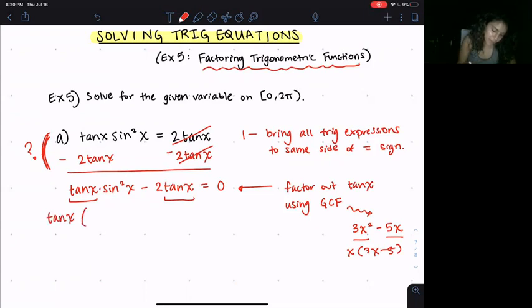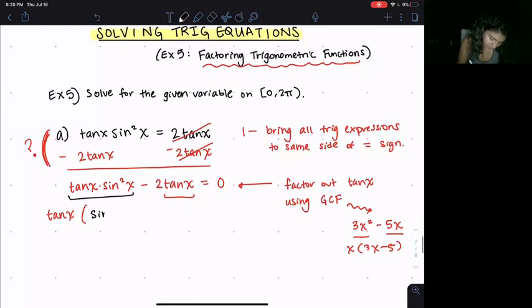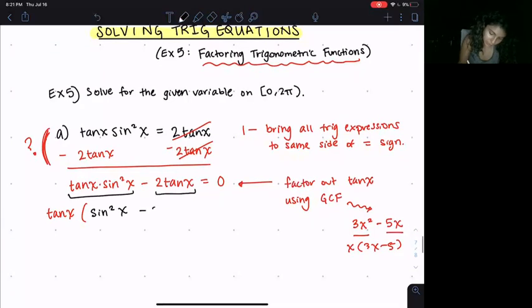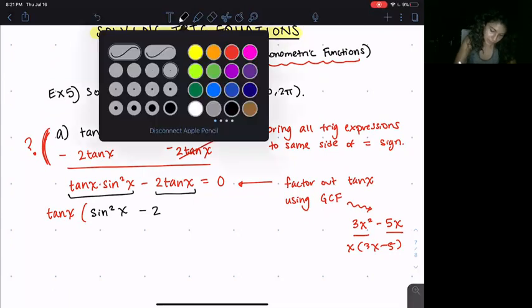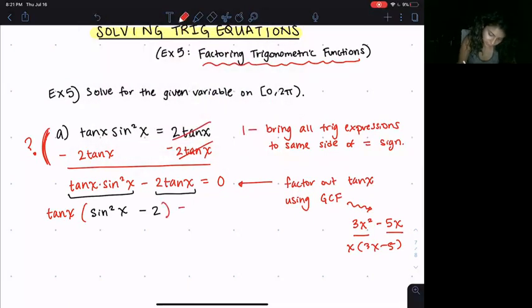And if I factor out a tangent from, let me underline it, this term, what are we left with? Well, we're left with just sine squared x. Awesome. Now, if we took out a tangent from the second term, what are we left with? Well, we're left with a negative 2, and that's it. The tangent x is out of there. So set that equal to 0.